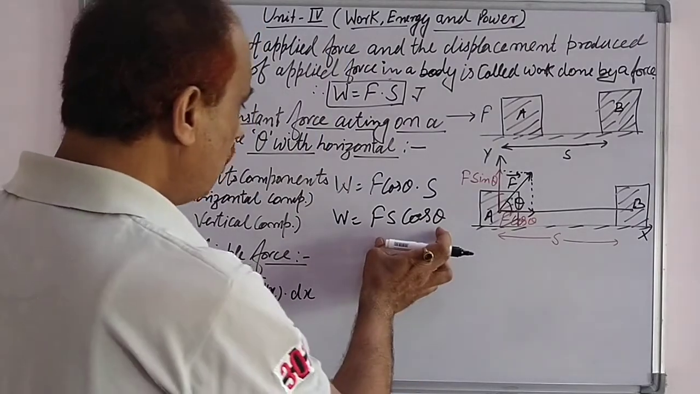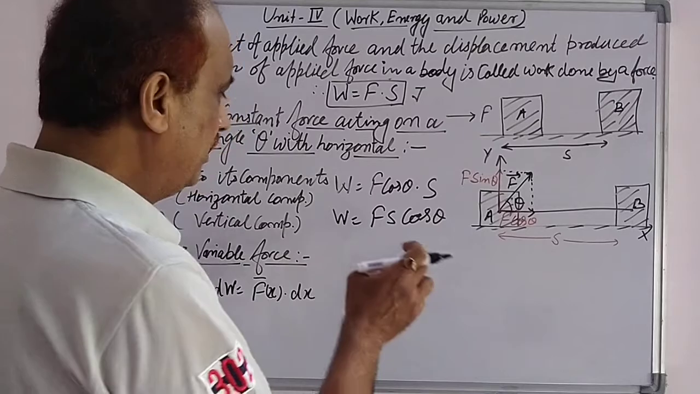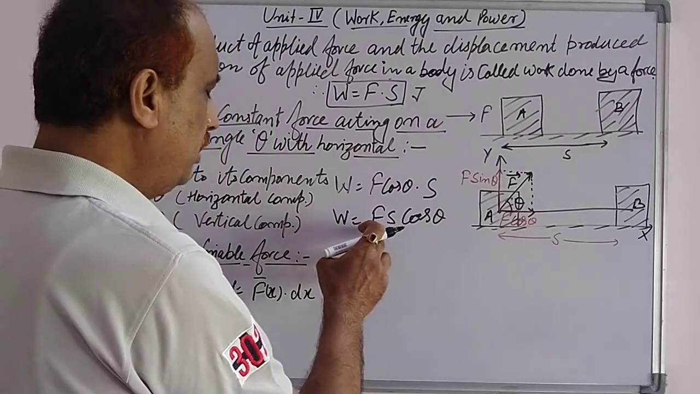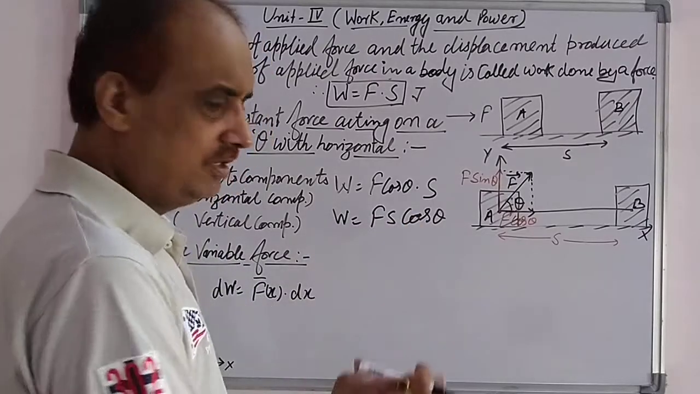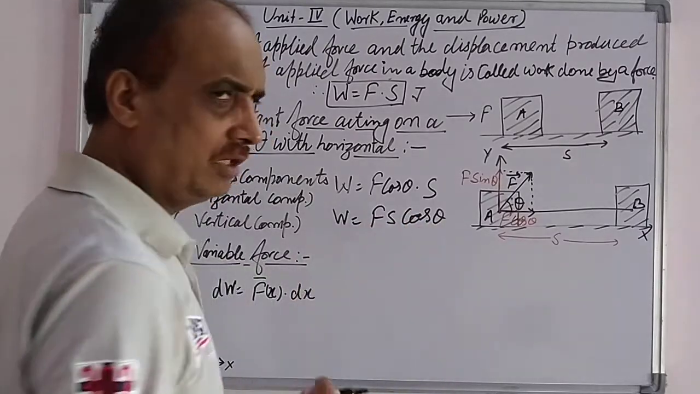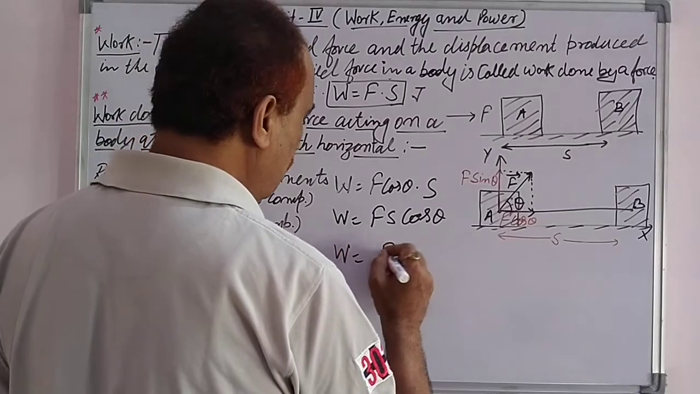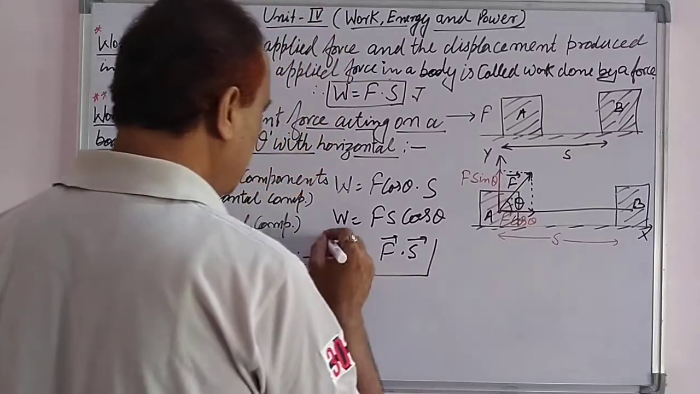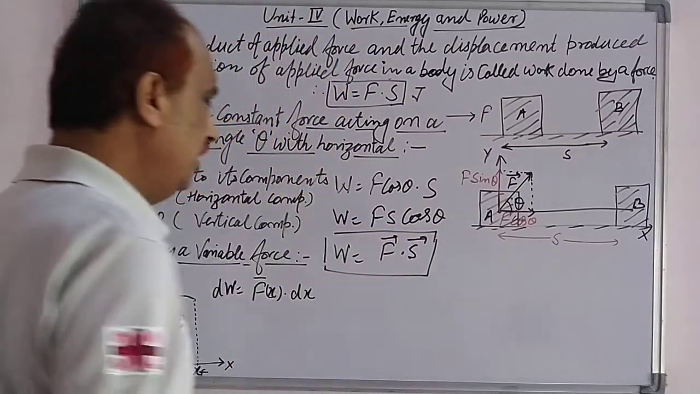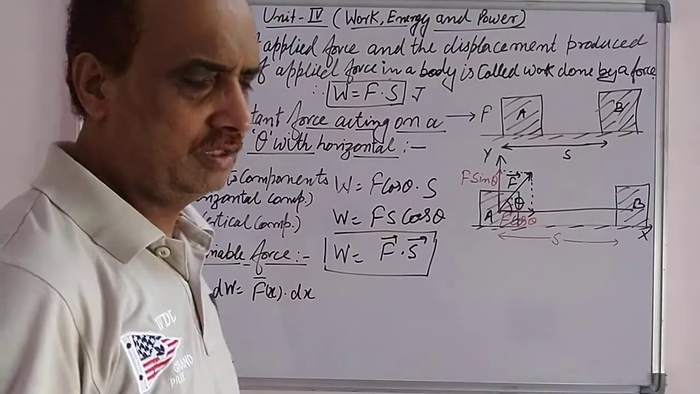Fs cos theta is just like the dot product of two vectors, A vector dot B vector equal to AB cos theta, just like here Fs cos theta. So we can write in vector notation, W will be equal to F vector dot S vector. This is the vector notation, and in magnitude it can be written as W equal to Fs cos theta.